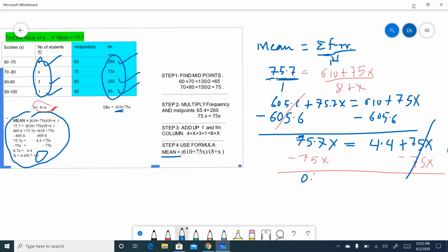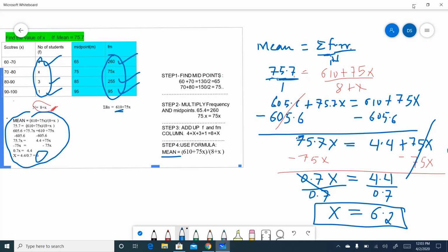This side we have remaining 0.7x, and this side remaining 4.4. Then we divide both sides by 0.7 and cancel this out, so x equals 6.2. So this is the value of x.